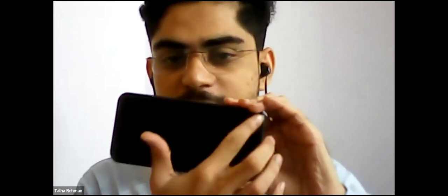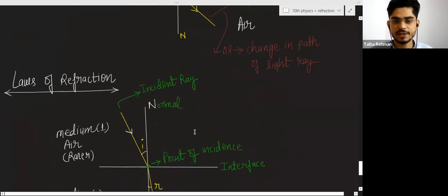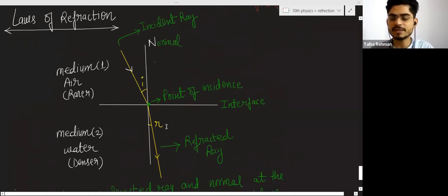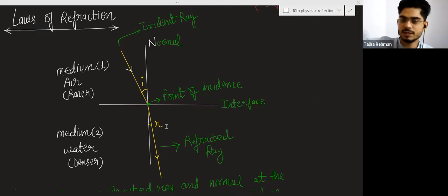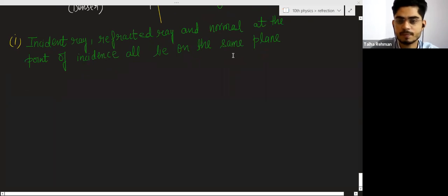You can consider the page of your copy as a plane. What do they want to say with this statement? They are saying that the incident ray, refracted ray, and normal are all on this plane. The incident ray, normal, refracted ray, and point of incidence are all on the plane. You can imagine the page of your copy as a plane. The screen of your laptop is a plane. So this is the first law of refraction.